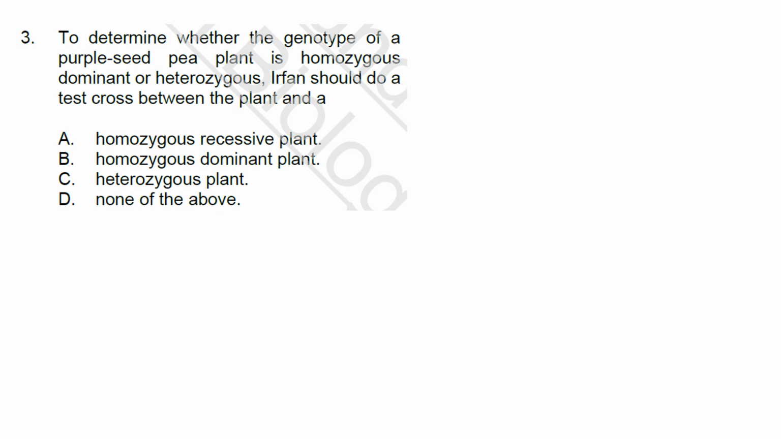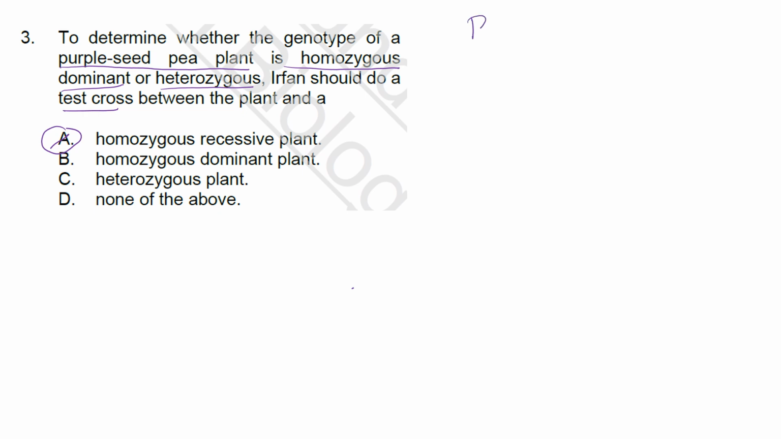Question number 3. To determine whether the genotype of a purple seed plant is homozygous dominant or heterozygous, Irfan should do a test cross between the plant and a homozygous recessive plant. So the answer will be A. You have a purple plant, a plant that has purple flowers. So purple is a dominant character.